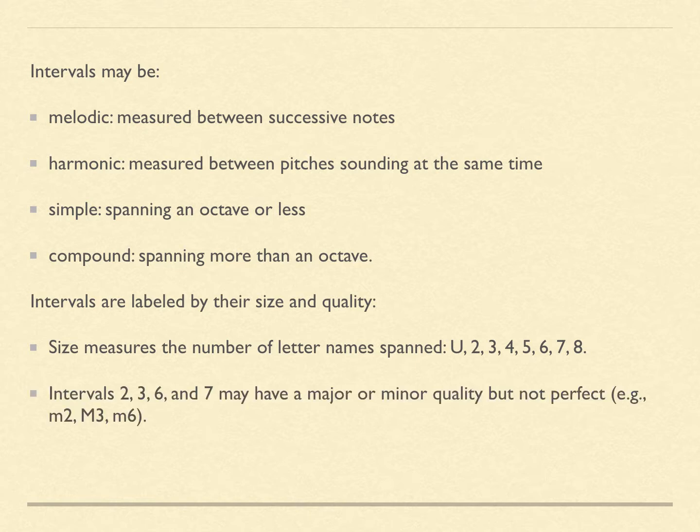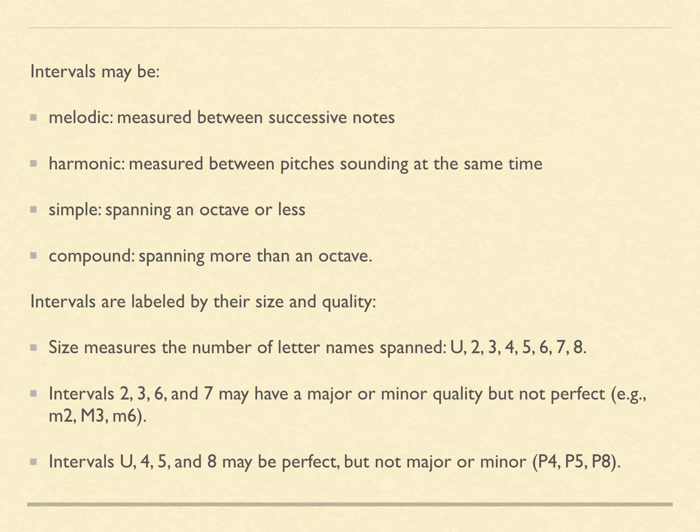2, 3, 6, and 7 may have a major or a minor quality, depending, but they cannot be perfect. So you can't have a perfect third or anything like that. They can only be major, minor, and later on we'll see that they have augmented and diminished potential as well. But for now, just know that they will not be perfect. The perfect intervals we saw before, those are going to be your unison, fourths, fifths, and octaves.